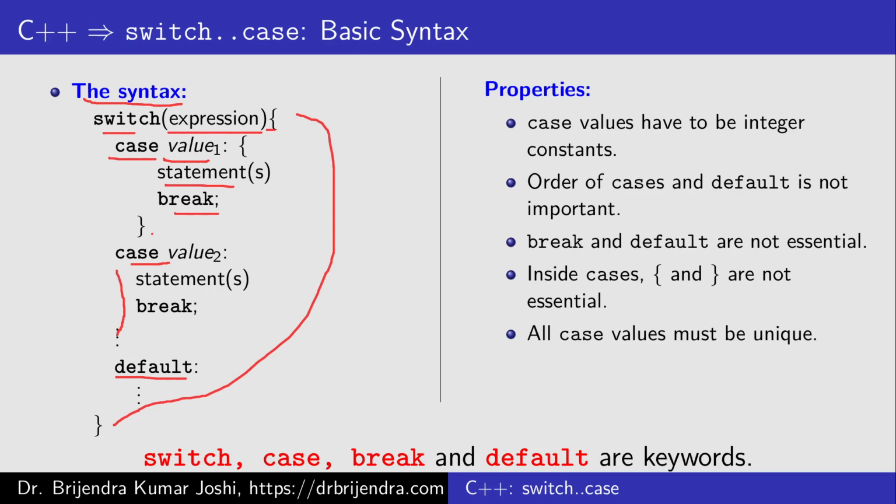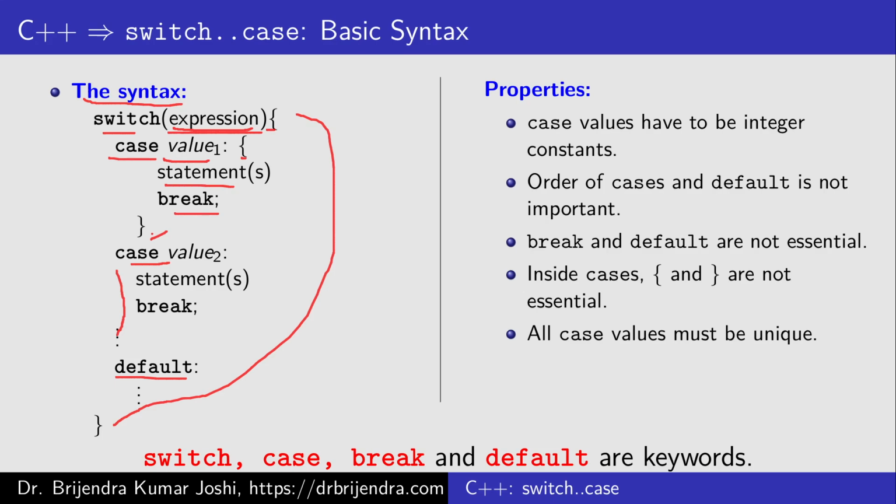The property is that this expression has to evaluate to an integer constant. It can be negative, it can be positive. It can be Boolean as well, because we know that internally a Boolean variable is represented as either 0 or 1. So it is a numerical constant which is of type integer. The pair of braces inside a case value is not essential, but even if you use it, it does not matter.